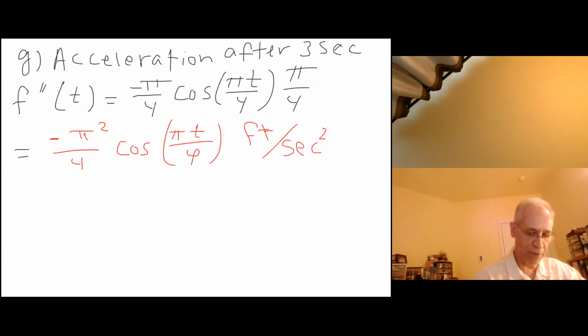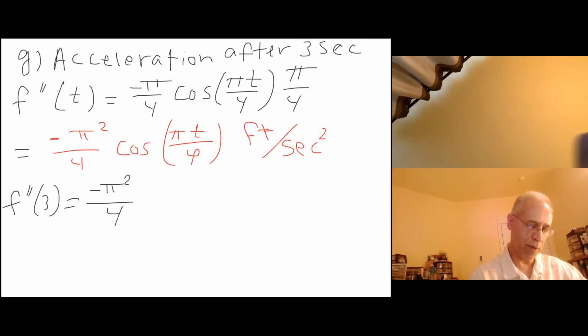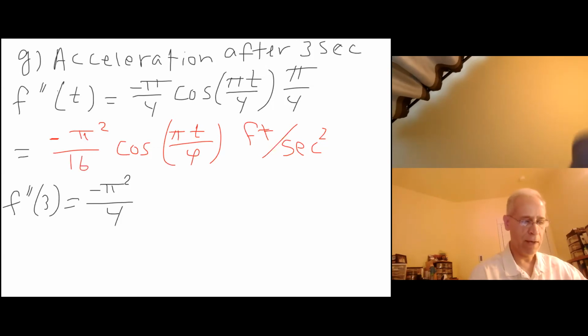So what is f double prime of 3? F double prime of 3 equals minus pi squared over 4. Okay, so this goes minus pi squared over 4 times 4. Here's a mistake right here. 4 times 4 is 16, not 4. You need to pay attention. 4 times 4 is 16.